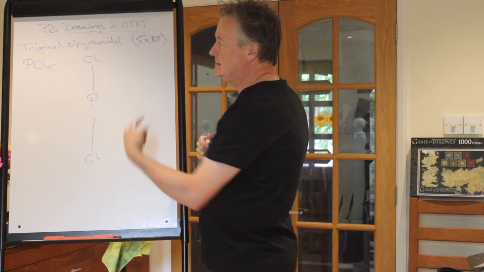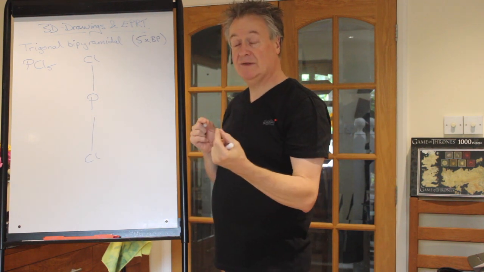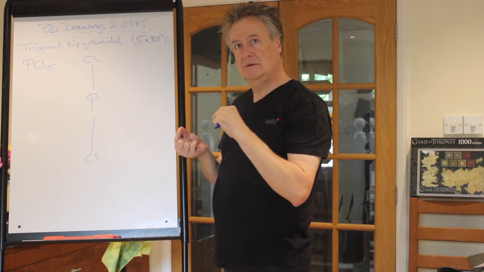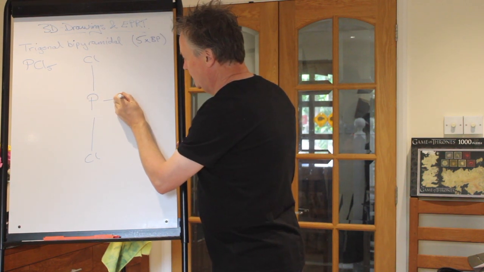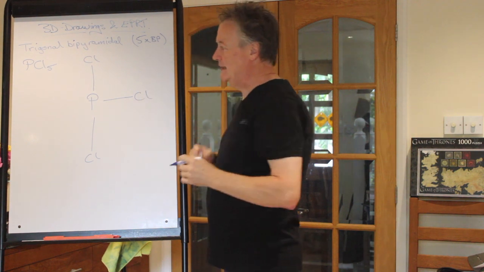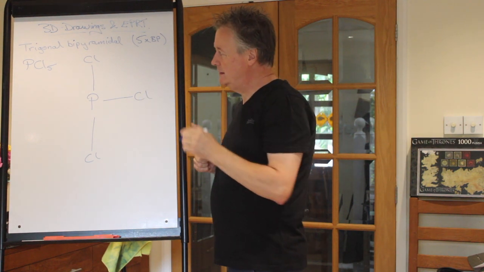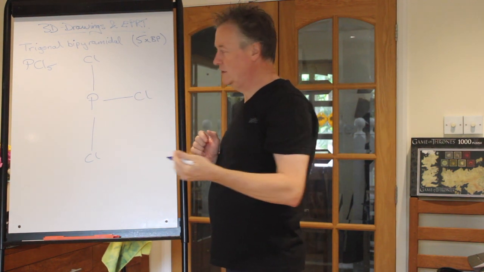Then, round the centre you've got 3 without a lone pair. So that's going to be the Trigonal Planar. So you can put that one in the plane of the drawing surface.